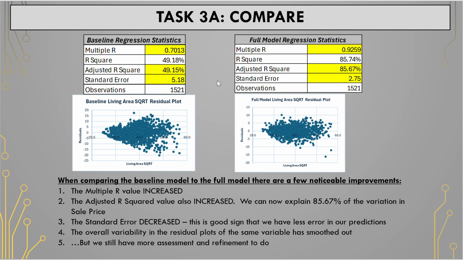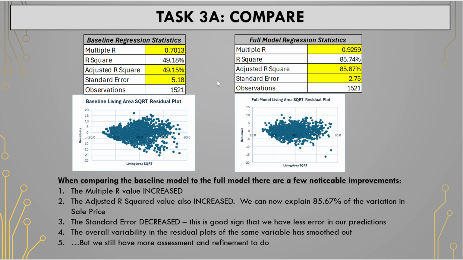So on the left side, we have the baseline regression statistics. On the right side, we have the full model regression statistics. So the values that we want to focus on are the values that we highlighted. So multiple R, that's our correlation coefficient. We can see a significant increase in the multiple R from the baseline model to the full model. That's a good sign. We want to see that number go up.